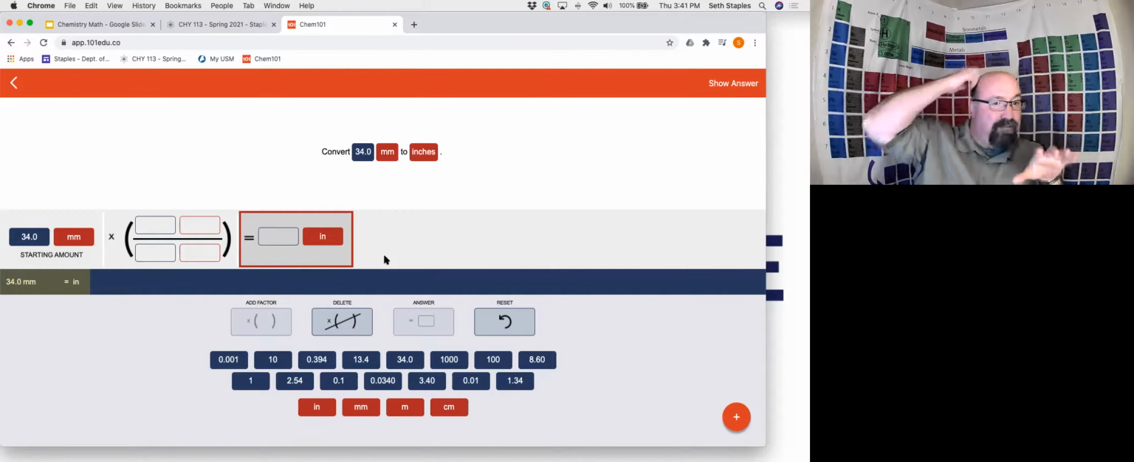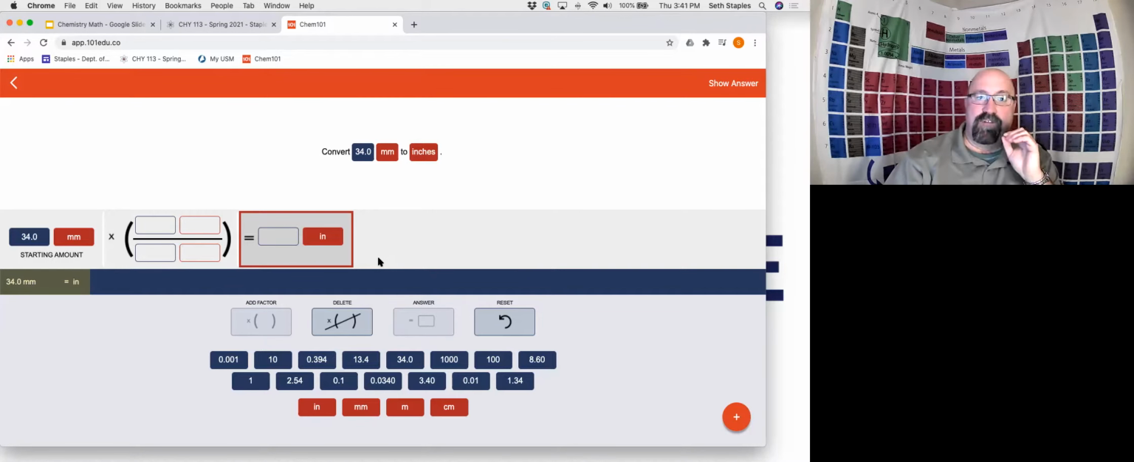Now, these are some that you might have to look up a little bit, either in your book or using various resources. But one of the conversion factors that I happen to know is that there are 2.54 centimeters per 1 inch. So that's something that might be able to help me out. If I can find a way to get to centimeters, then I'm going to be able to get to inches using that conversion factor.